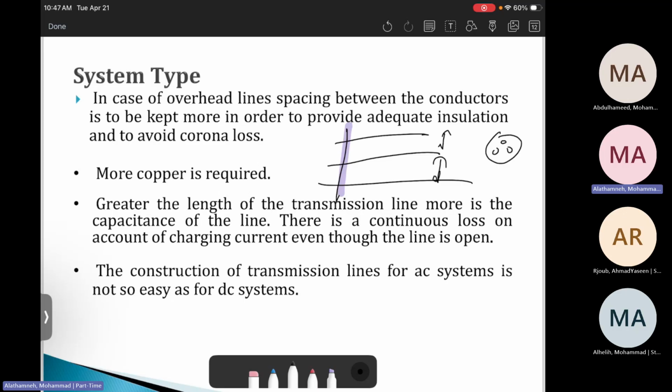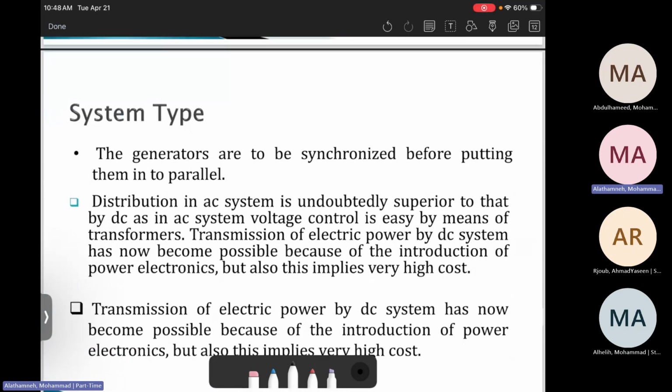Then the construction of transmission lines for AC systems is not as easy as in DC. So AC is more complicated. We need to worry about the stability analysis. We need to worry about synchronization, the phase order, etc. So, the three-phase stuff. The generators need to be synchronized before they are put in parallel. AC systems are superior to DC in that voltage control is easy using the transformer. The transformer has a tap changer, so we can do this in AC.